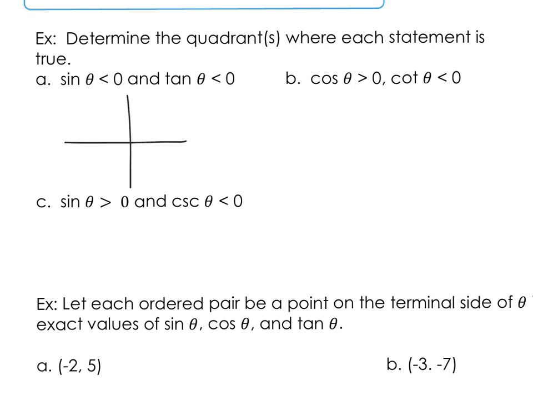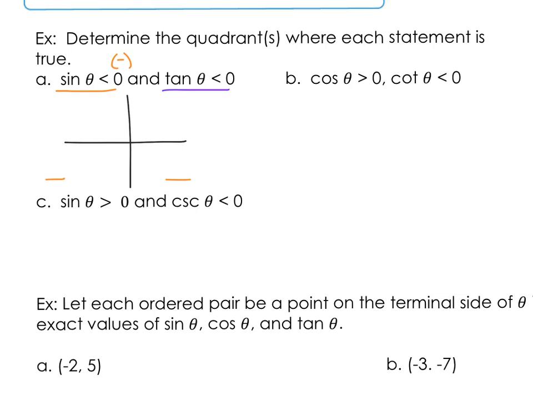Determine the quadrant or quadrants where each statement is true. Sine is less than 0 and tangent is less than 0. We want to know when this is true for both statements at the same time. Let's start with sine. If sine is less than 0, that means it's going to be negative. And sine's related to the y-coordinate. Y is negative in quadrants 3 and 4. That means sine is negative in quadrants 3 and 4.